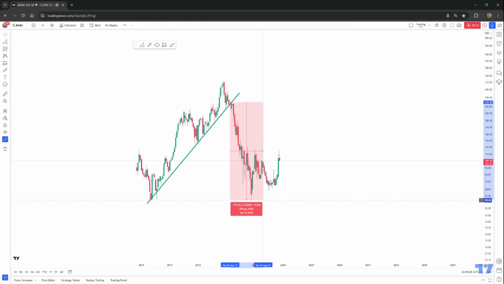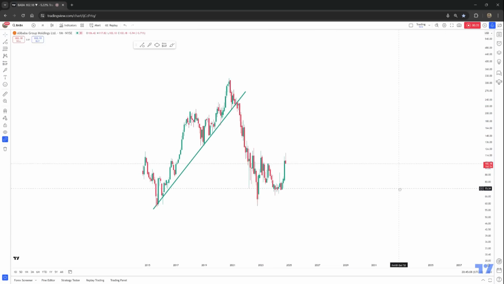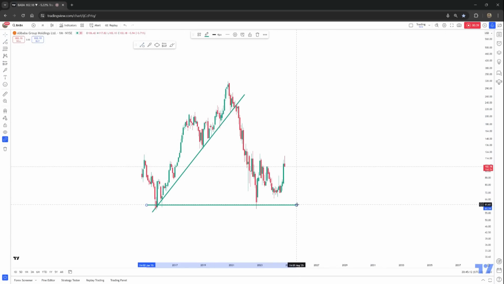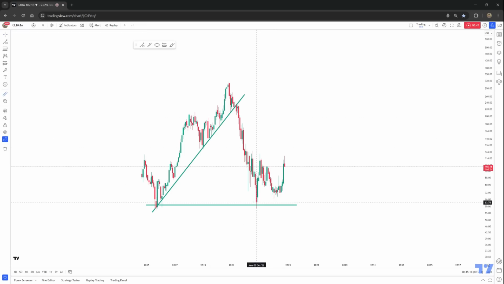You can see that Alibaba dropped roughly 75% towards the downside before it perfectly retested previous horizontal structure at $60. And from here, we already saw a bullish rejection away towards the upside.